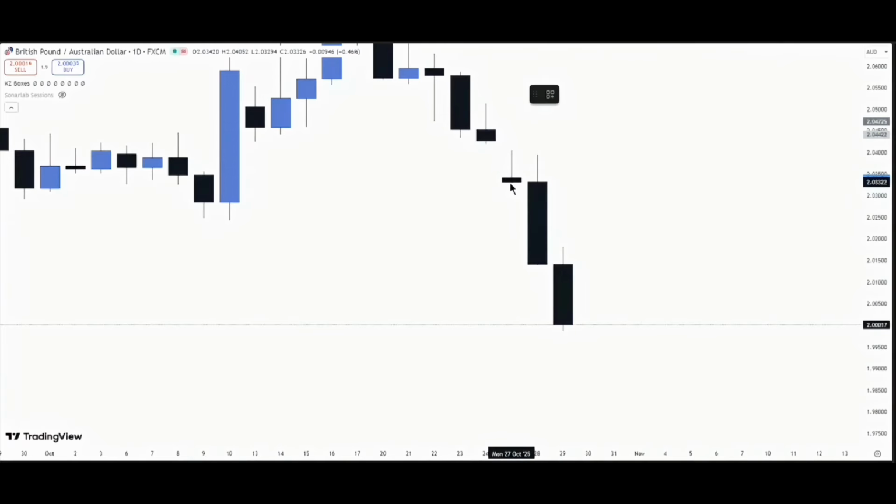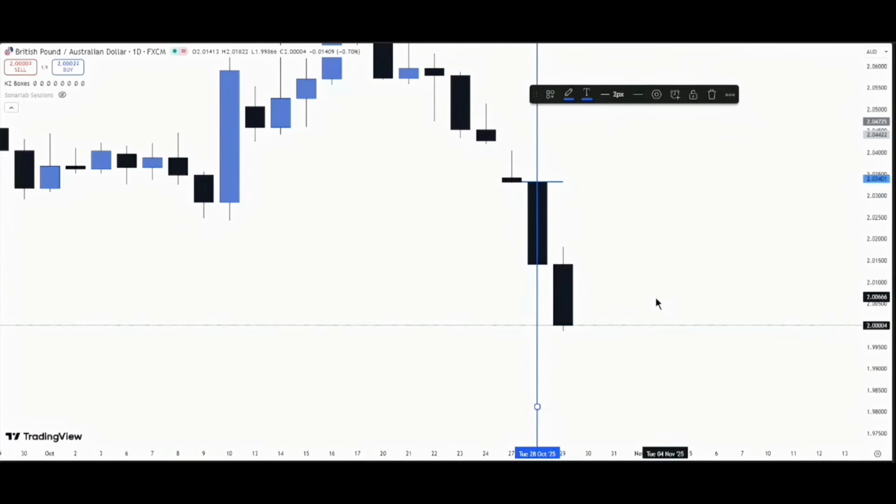Use your horizontal ray to mark out the close of that candle. Just stretch it out, just like so. We want to trade on this day, which is the 28th of October 2025. So use the vertical line so that we don't lose track. Just place it there, 28th of October. Now, once you have done that on the daily time frame, we go to the 1H time frame.